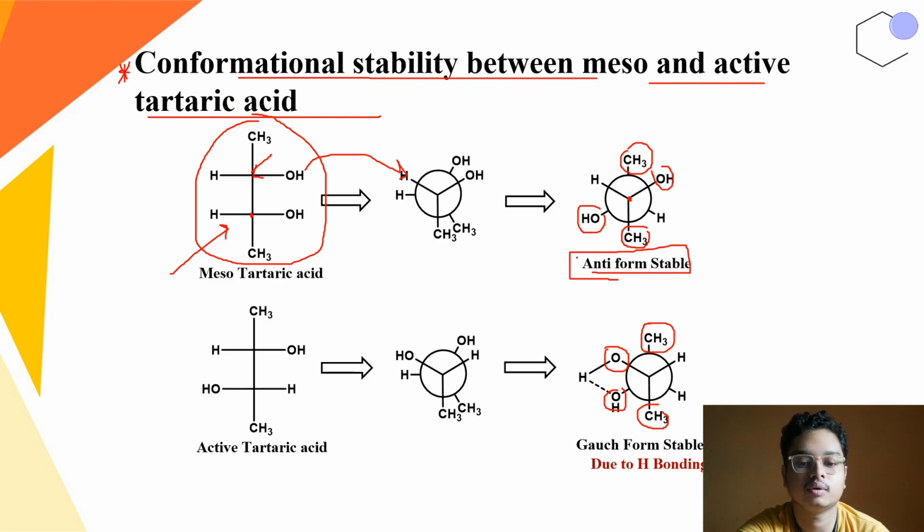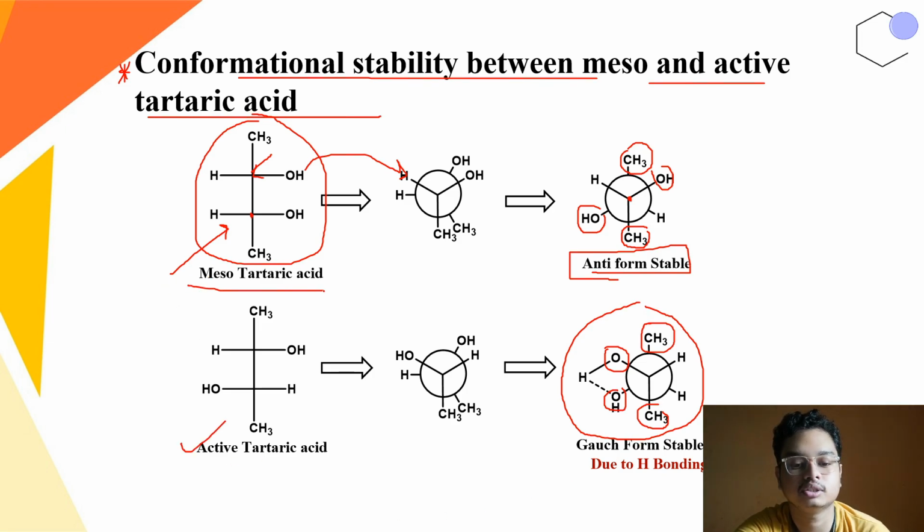So here when the two OH are anti to each other, both the methyls are also anti to each other. But in the gauche form, when the two OH are gauche to each other, the two methyls are anti, as confirmed, and these two gauche groups have closer vicinity to do hydrogen bonding, and that's why this gauche form is more stable in the case of active tartaric acid, whereas in the case of meso tartaric acid, the anti form is much more stable.